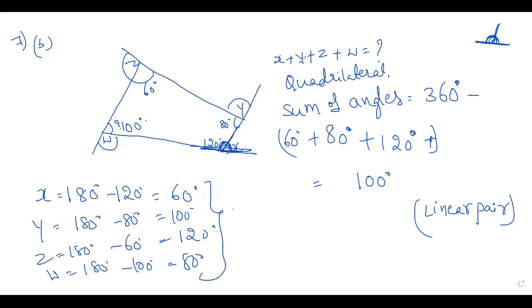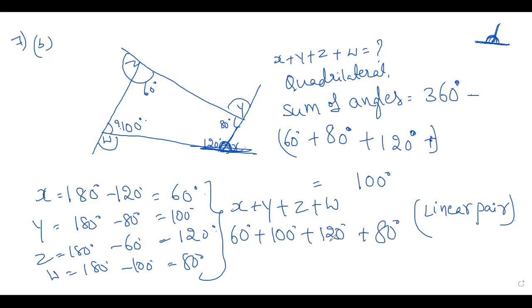Now you have to find out x plus y plus z plus w. That is equal to, what is x here? 60. Y is 100. Z is 120. W is 80 degree. Add all, children. 120, 80 is 200, 300, 360. Yes, already I have told you the sum of all exterior angles of any polygon will be 360 degree.